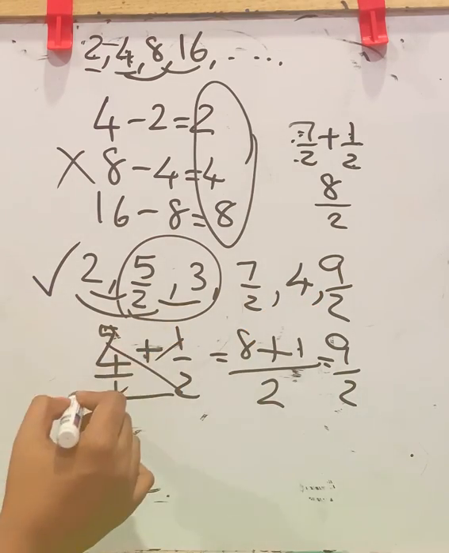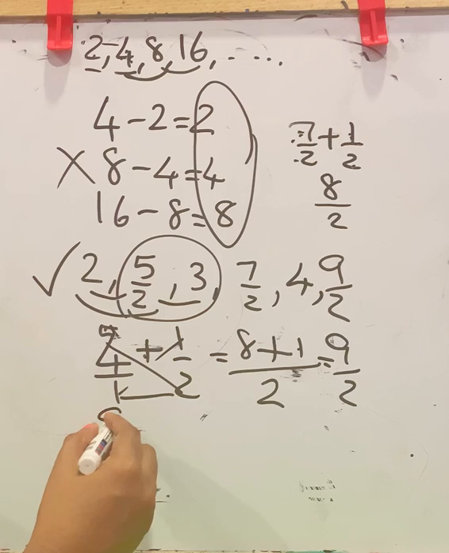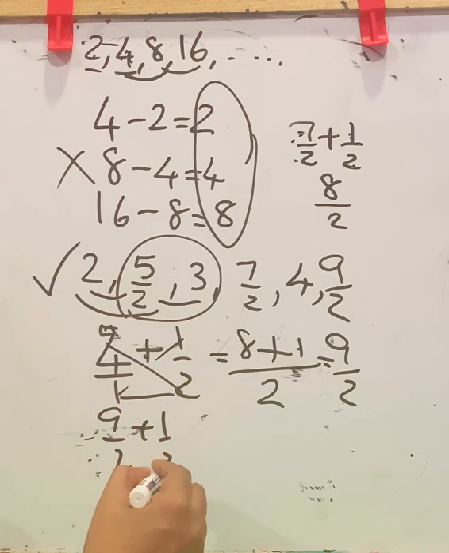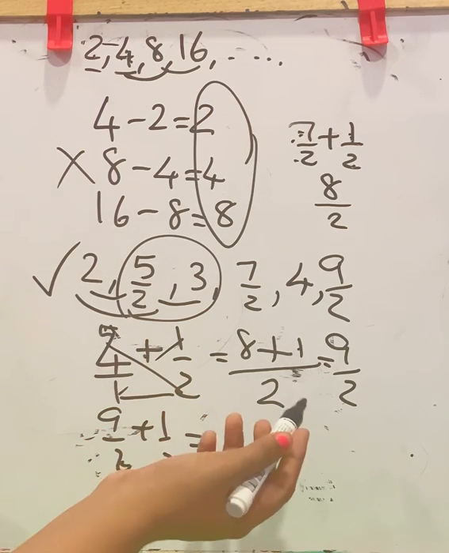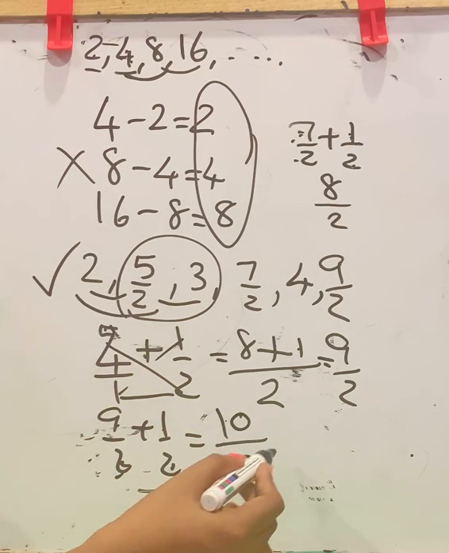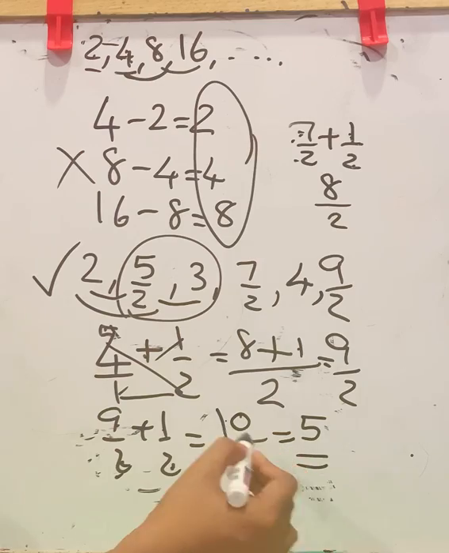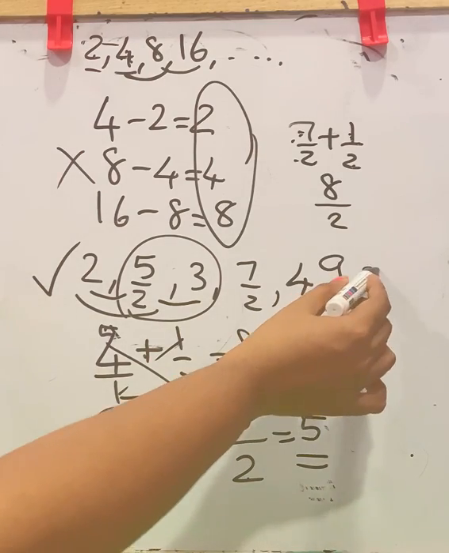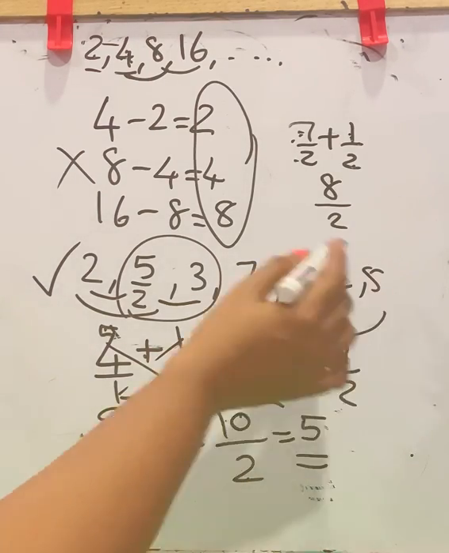Now the other term, we have to find 3 terms. So 9 by 2 plus 1 by 2. Again 2, 2, denominators are same, so write the 2 here. 9 plus 1 is 10. 10 by 2, the answer is 5. 10 divided by 2 is 5. So 5 here. These are the new three terms.